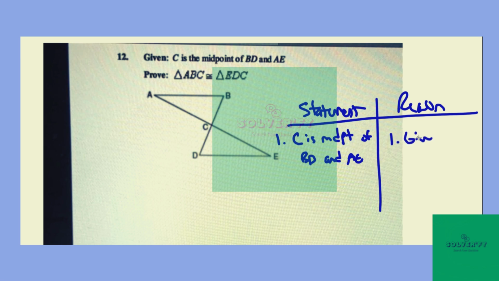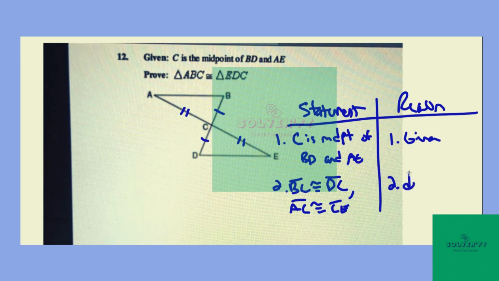Given. Now, what does that mean? If C is the midpoint of BD, then BC is congruent to DC. Also, if C is the midpoint of AE, then AC is congruent to CE. I would say by the definition of midpoint.